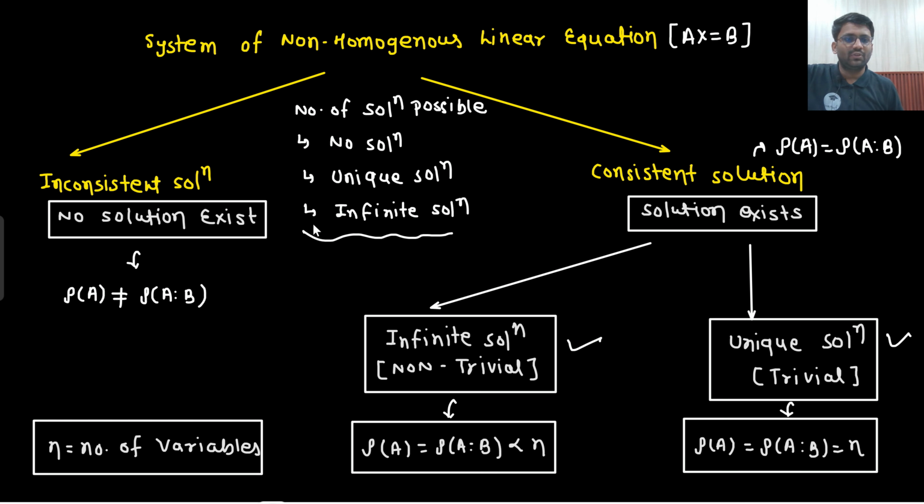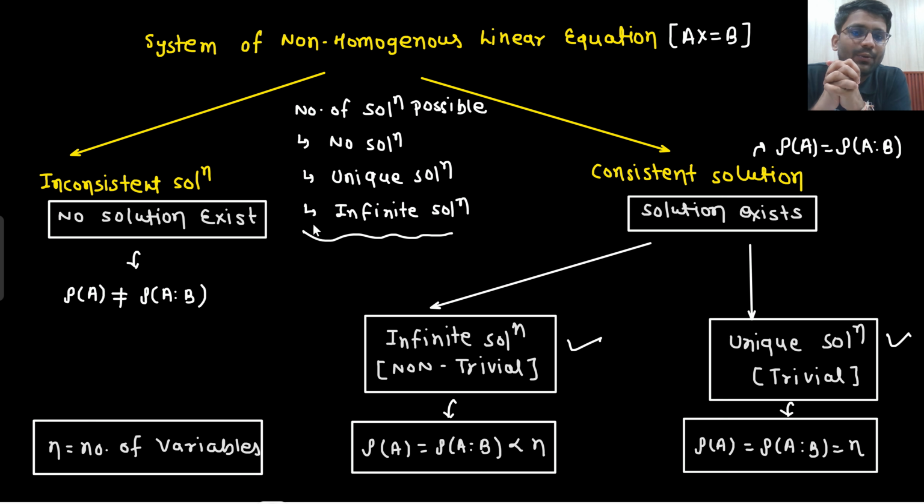And what about inconsistent solution? No solution would exist. That means rank of A is not equal to the rank of A augmented B. That is the condition of inconsistent solution. What is the other name of consistent solution? There are two parts, unique solution and infinite solution. Unique solution means trivial solution. The other name of infinite solution is non-trivial solution. So non-trivial, trivial, inconsistent: names are clear, conditions are clear. Everything is crystal clear. Say yes or no.